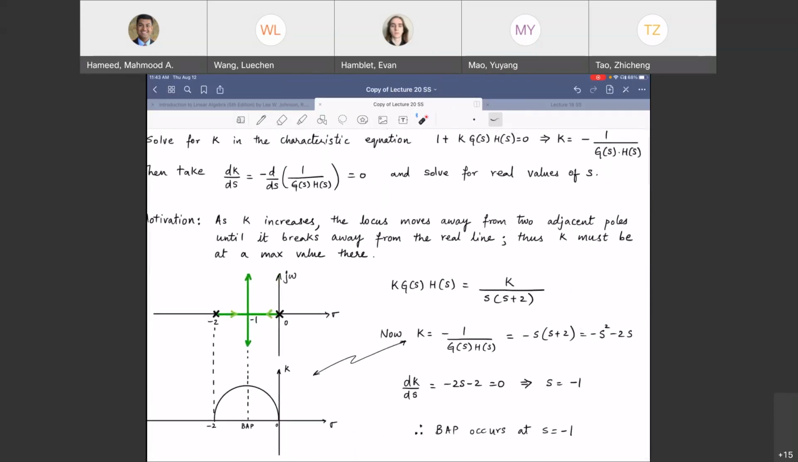So that's what you do. You take k, g(s) h(s), which is this function for that particular example, differentiate k, set it to 0, and you get s equals -1. s equals -1 happens to be right in the middle here. So we are breaking away at a point which is right in the middle of the pole locations in this case. So breakaway occurs at s equals -1.